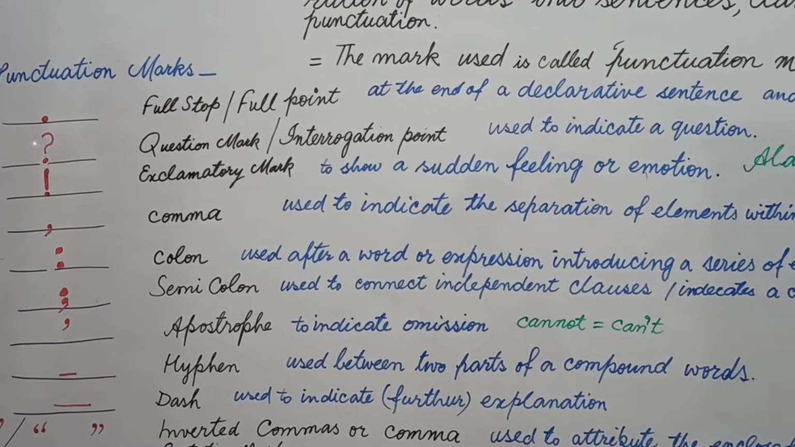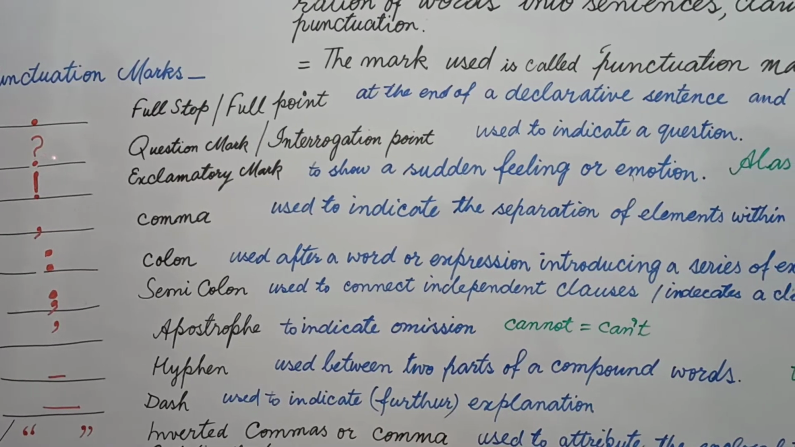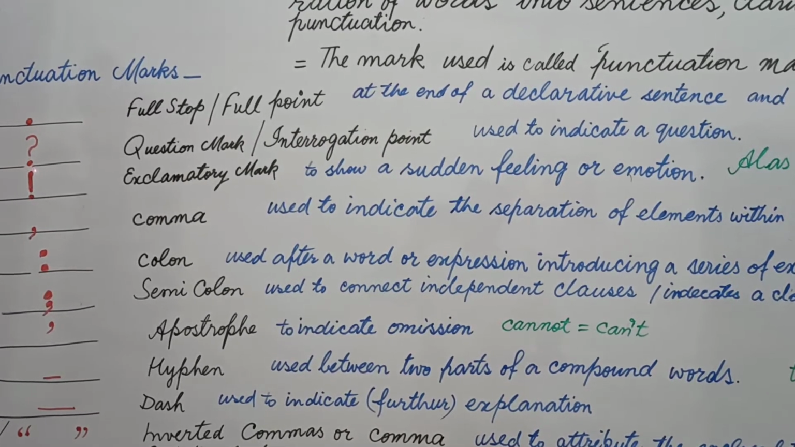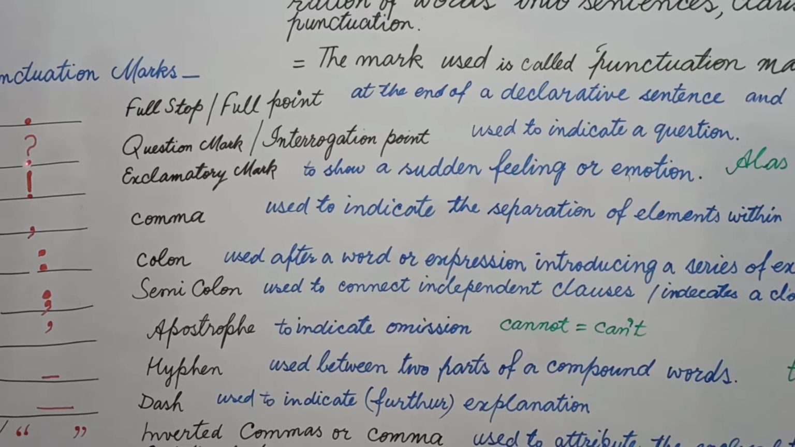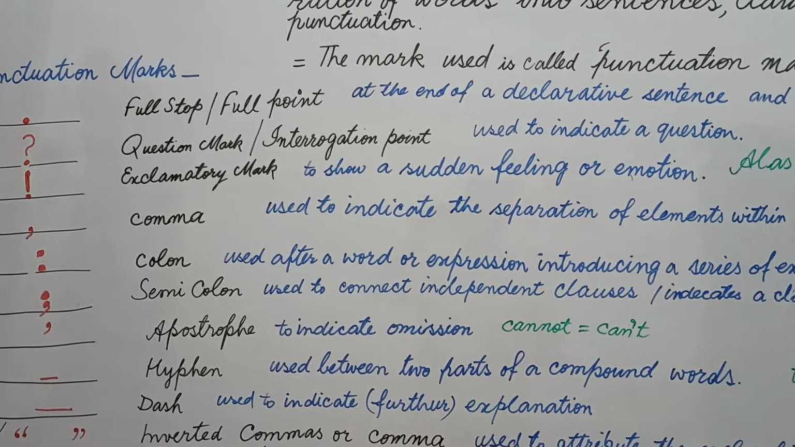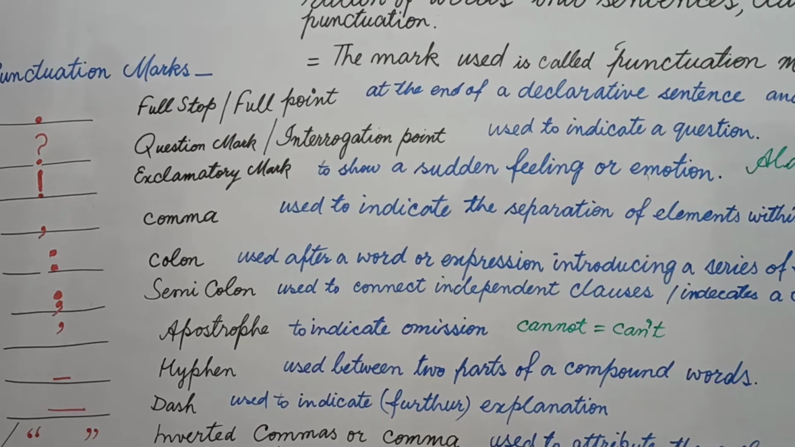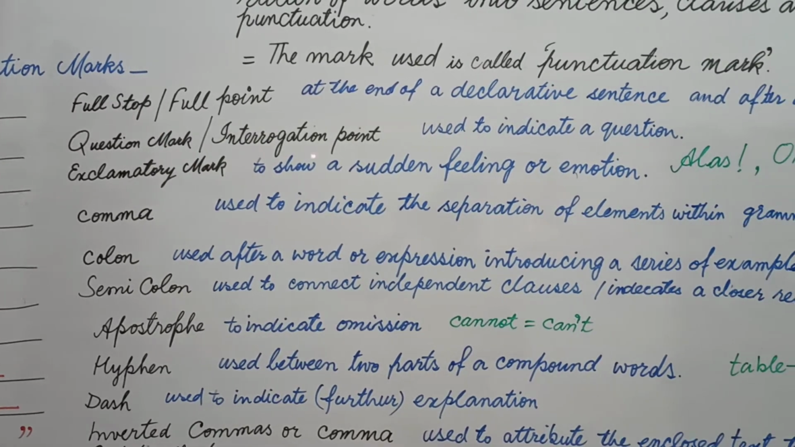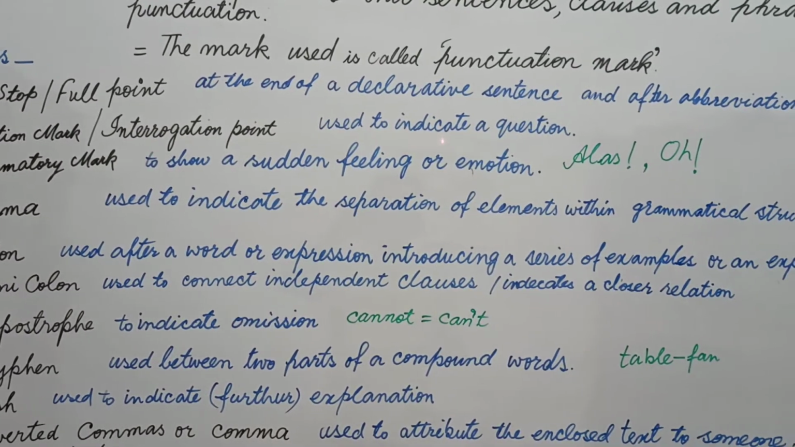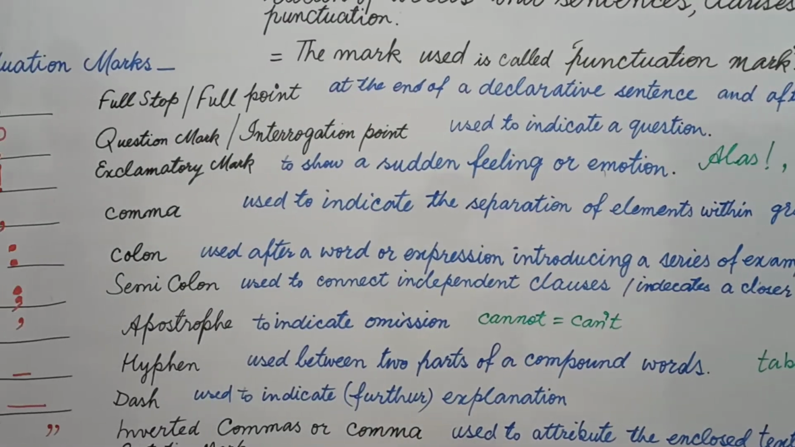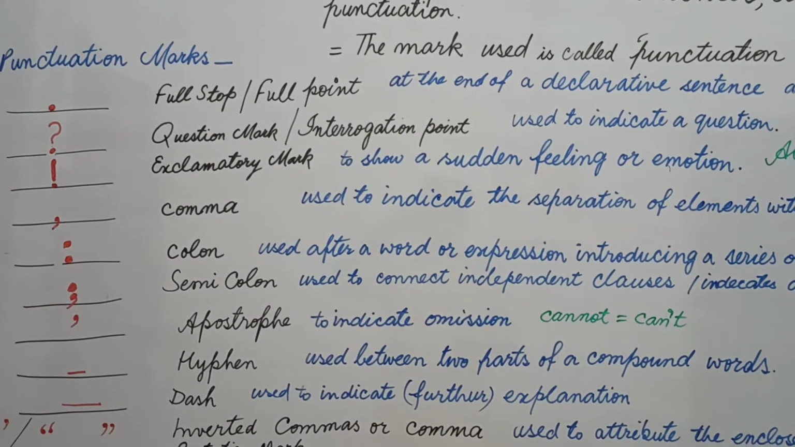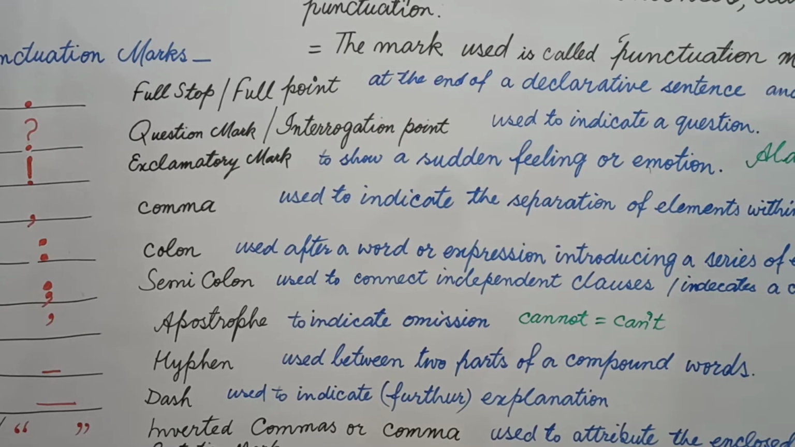Next is, students, the question mark. For the question mark, first we put a full stop and we raise a curve over the full stop. It is known as a question mark, and we use this mark when we have a sentence that is based on a question. Suppose, where are you going? Then you put this question mark at the end.